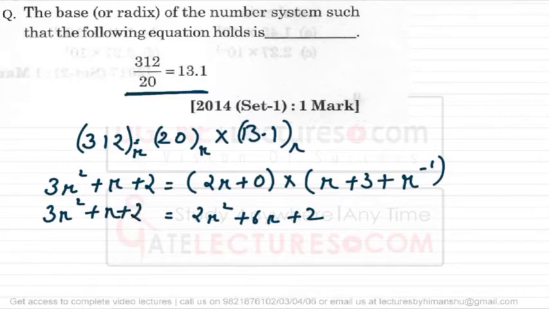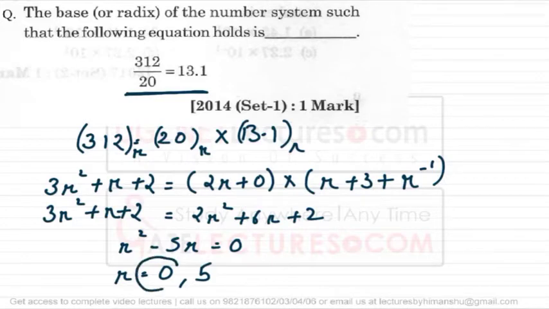LHS remains the same. Rearrange these terms to make a single quadratic equation. You get r square minus 5r is equal to 0. So what values are you getting for r? You get r as 0 and 5. Since 0 cannot be a valid base of a number system, we discard this value and we get the answer as 5. You can check this answer also. Convert all these numbers into decimal using the base 5.